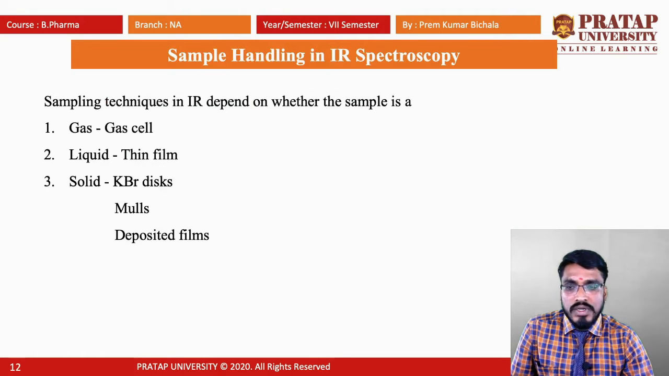Then the third one is sample handling in IR spectroscopy. Sampling techniques in IR depend on whether the sample is a gas, liquid, or solid. If it is a gas, we use gas cells for handling. If it is a liquid, we use thin films for sample handling. Whereas if the sample is solid in nature, we use potassium bromide discs, mulls and deposited films.